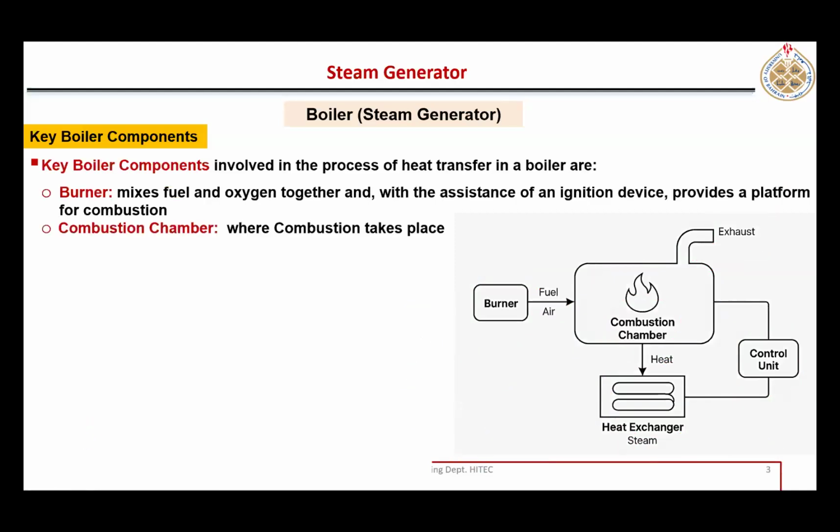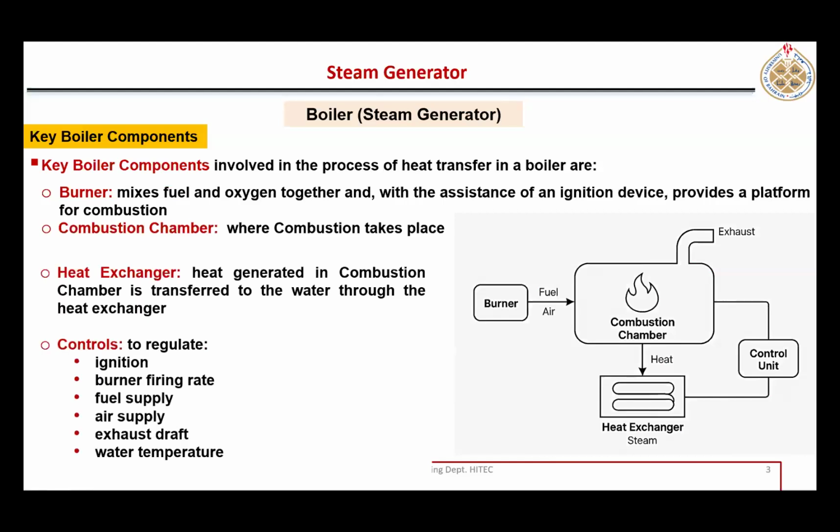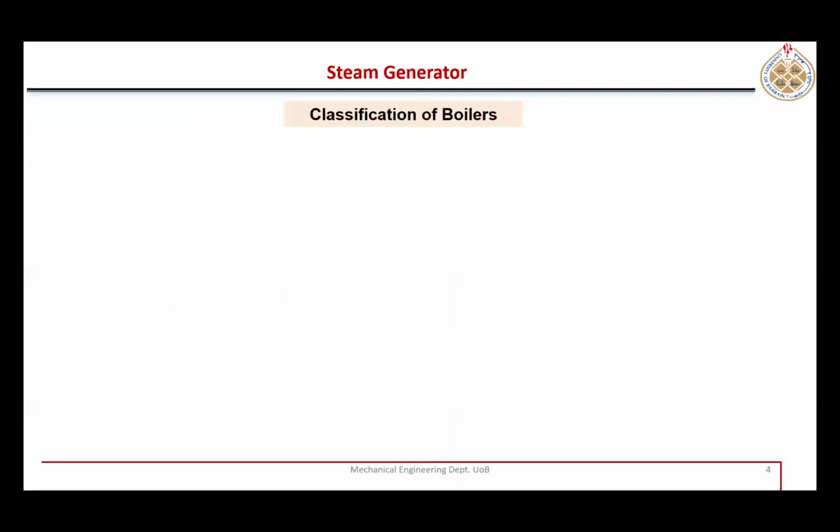Okay, these are explained here. Not that difficult. Let's move on. Now we can classify boilers on the basis of, for example, flow of fluid. If the water is flowing inside the tubes and the combustion gases are flowing outside the tubes, then these are called water tube boilers.